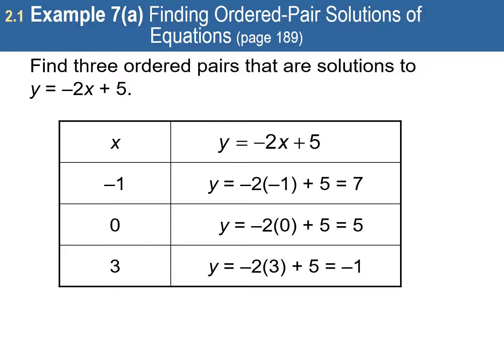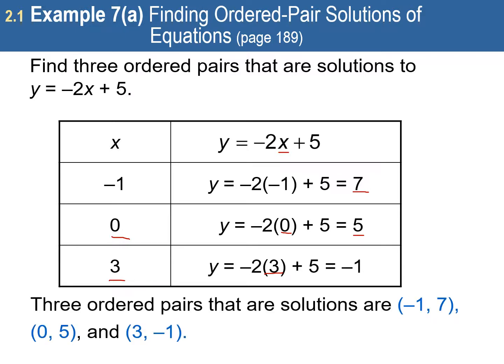When x is -1, I substitute -1 in for x, and I get y is 7. When I pick x as 0 and I put 0 in for x, I get y is 5. When I pick x as 3 and I put 3 in for x, I get -1. So my ordered pairs are (-1, 7), (0, 5), and (3, -1). If you do this, you can pick three totally different numbers and get three different solutions.